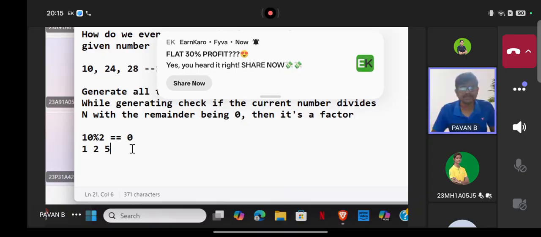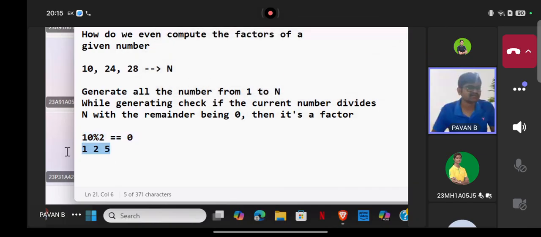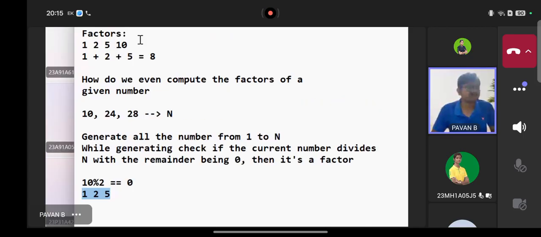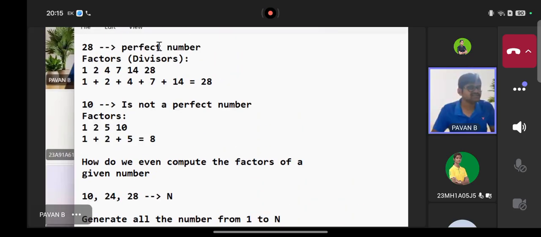This is good, right? So what is our logic now? Just try to find the factors. While finding the factors, sum them up. And after summing the factors, let us compare the factor sum with the given number. If they are the same, then it's perfect. Otherwise not.